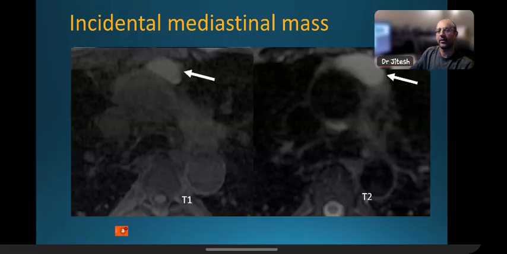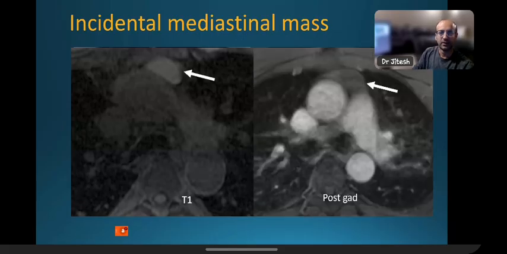So we went ahead and did MRI in this case, and you can see this is hyperintense on T1 and hyperintense on T2. So it's hyperintense on both T1 and T2. T1 signal can be variable, could be isointense, hypointense, or hyperintense. But usually with a cystic or solid neoplasm, we expect to see T2 hyperintensity.